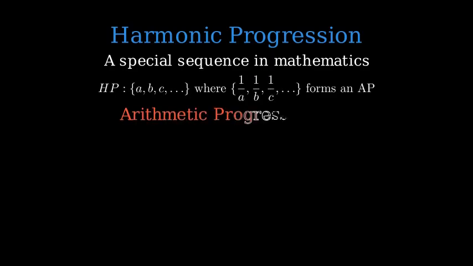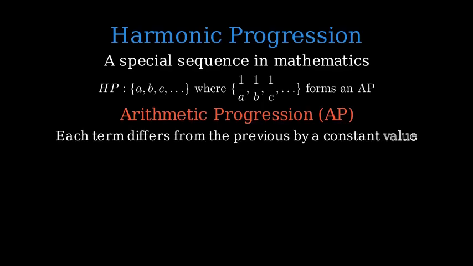Let's first recall what an arithmetic progression is. In an arithmetic progression, each term differs from the previous term by a constant value called the common difference. For example, in the sequence 3, 7, 11, 15, each term differs by 4 from the previous term. So the common difference is 4. The general form of an arithmetic progression is a, a plus d, a plus 2d, and so on, where a is the first term and d is the common difference.